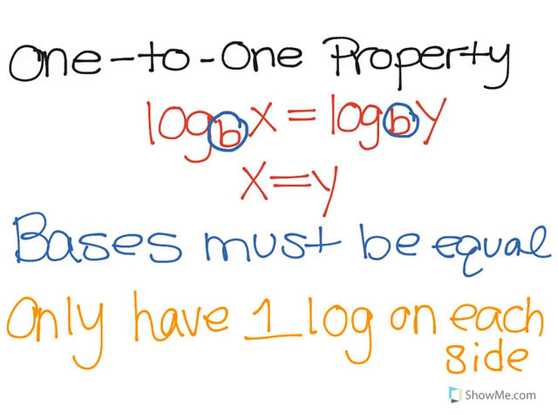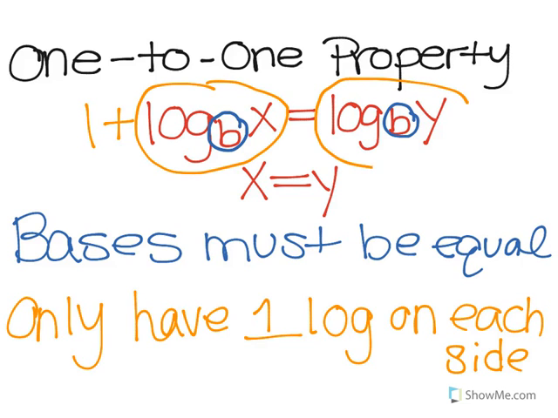You can't have log base b of x and log base b of y on the left and then log base b of z on the right side of the equal sign. You can't have one plus in front. It has to be strictly just a log equal to another log, and the bases have to be the same for this to be true. So let's walk through some examples.